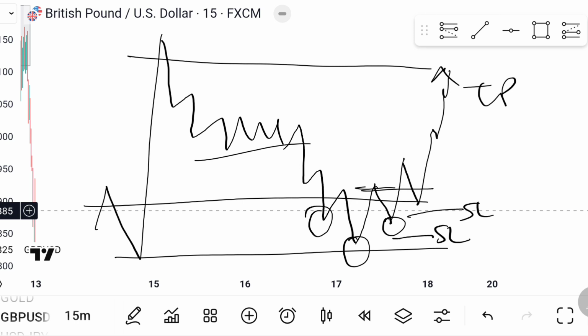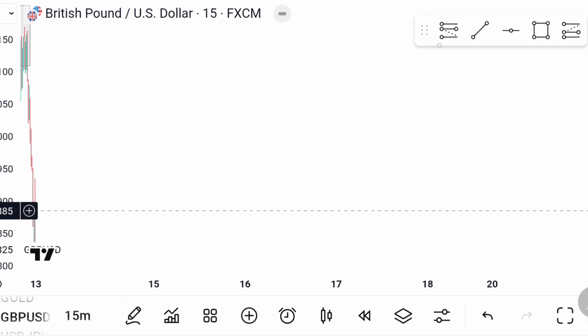So this is your inverse head and shoulders pattern of entry confirmation. I've showed you 3 entry confirmations to trading smart money concepts, 3 entry confirmations that work so well, and each of them has its advantage and disadvantage, its merit and demerit. I've explained them to you. So let us see on the chart.